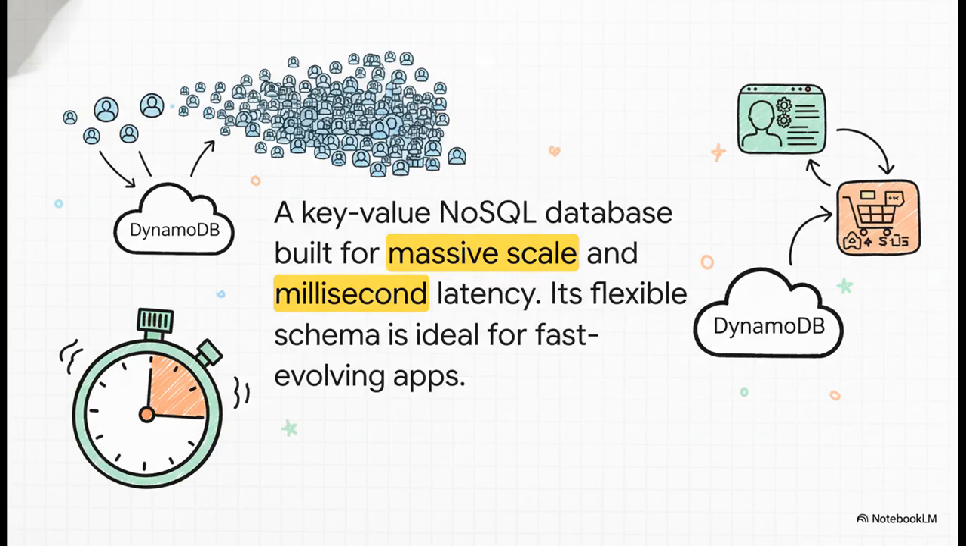All right, now let's flip to the other side of the coin, DynamoDB. This is Amazon's flagship NoSQL database, and it is built for one thing and one thing only, pure, unadulterated speed at scale. We are talking single-digit millisecond response times, whether you have 10 users or 10 million. And because its schema is flexible, you can change up your data structure on the fly. It's perfect for apps that need to evolve really, really quickly.